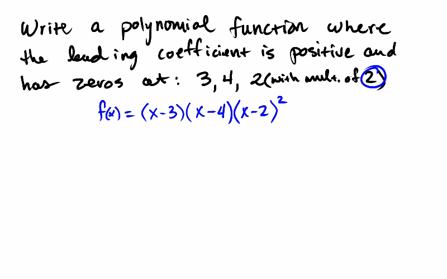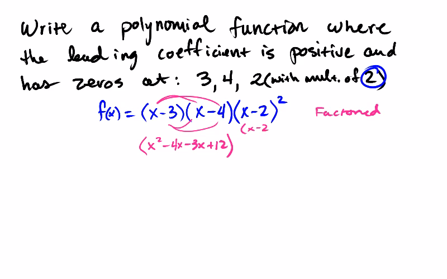And if your teacher is a fun and kind teacher, you will have to actually multiply this out. This would be considered factored form, but they may want it in standard form. And so you would have to multiply it out. So let's start by multiplying this stuff out. That would get me x squared, and then minus 4x minus 3x plus 12. And then this one's actually x minus 2 times x minus 2. And so to FOIL that out, you'd get x squared minus 4x plus 4.